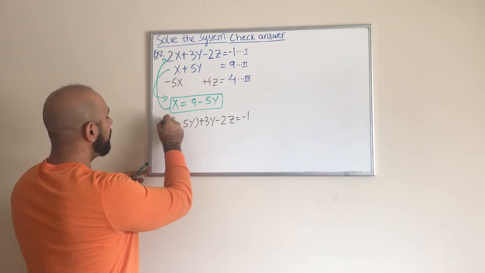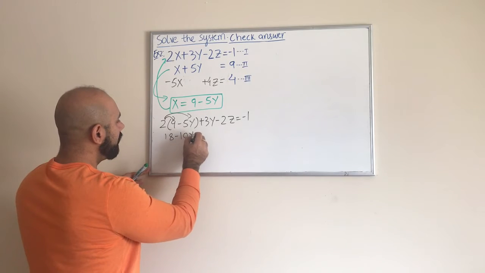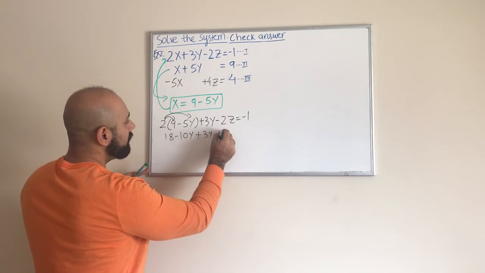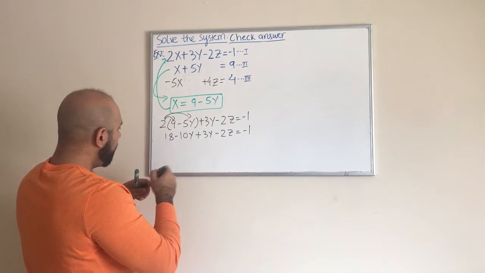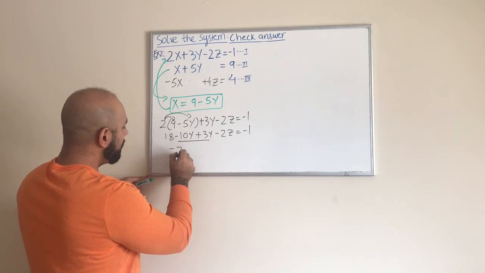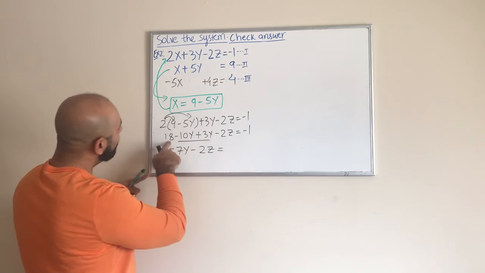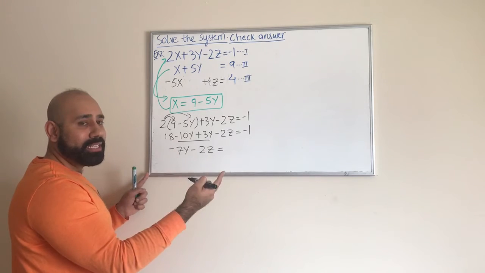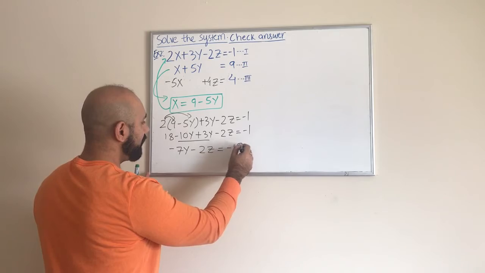When I simplify this further, it's going to be 18 minus 10y plus 3y minus 2z equals negative 1. Simplifying further, combining like terms, this and this is negative 7y minus 2z, and I'm already going to take this to the other side by subtracting 18 from both sides. So when I subtract 18 from both sides, it ends up with negative 19.